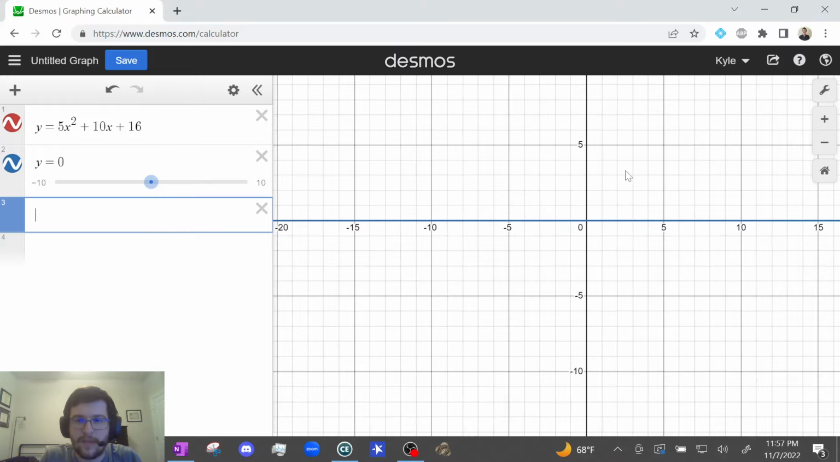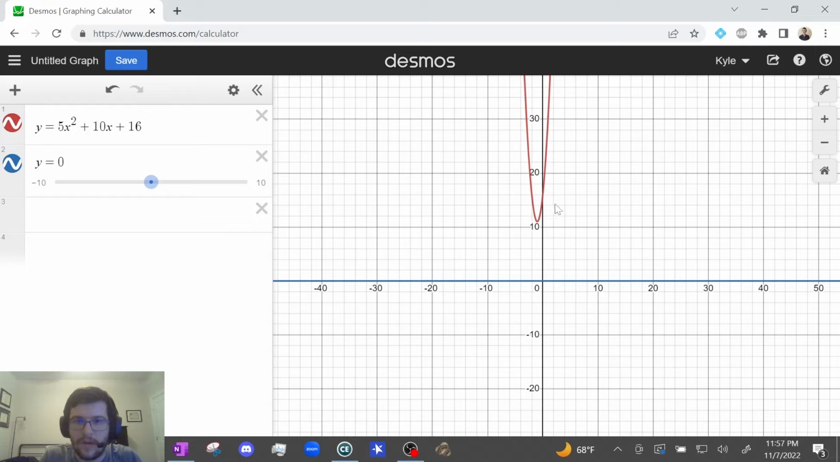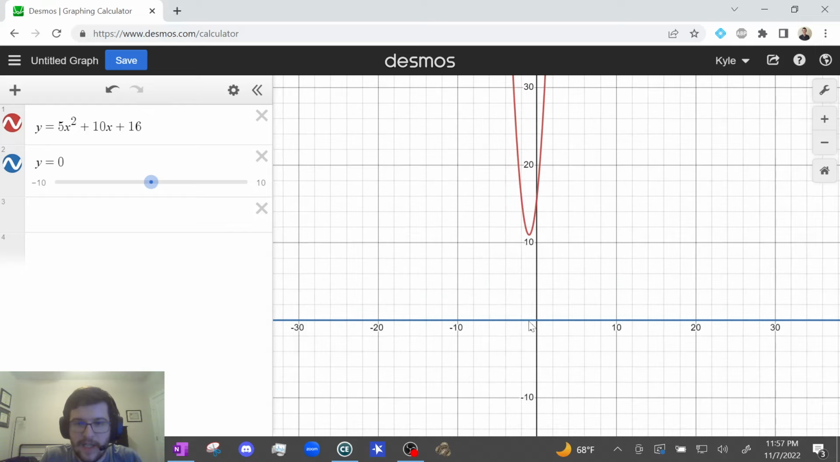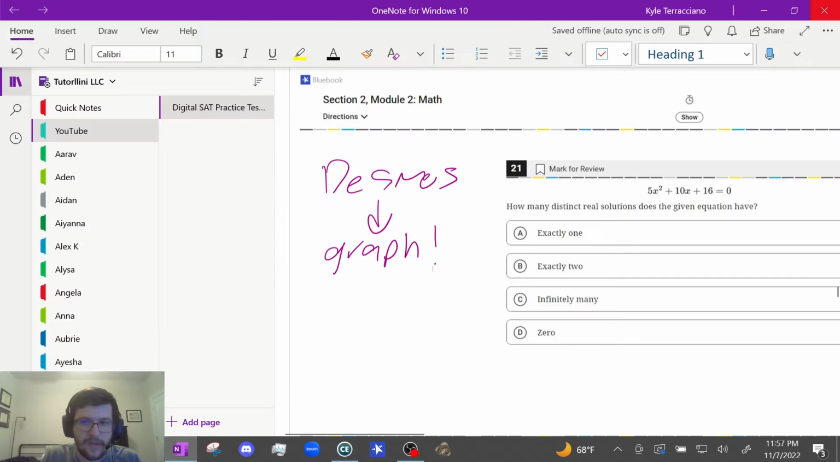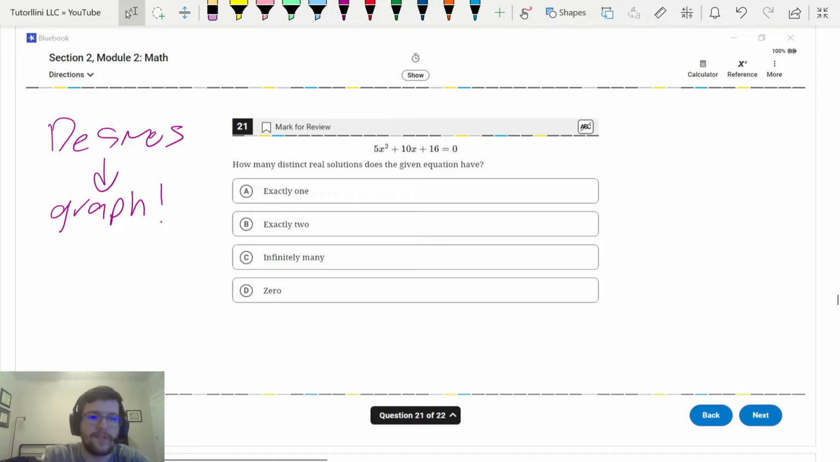Okay, I can't see it. Let me zoom out. Okay, so the quadratic's up there, and it's never going to touch this blue line. Never, ever. Because quadratics just either face up or face down. So it has no solutions. So let's go back to the test. So no solutions. That's D. Yep, 0 solutions.